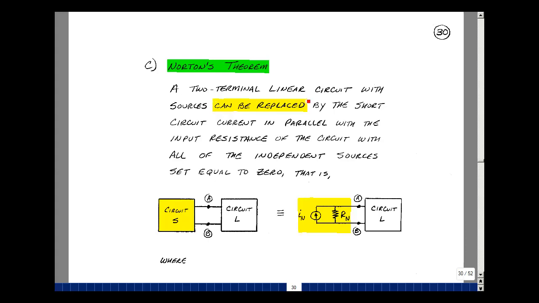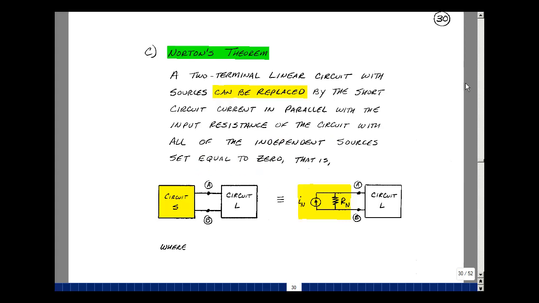A two-terminal linear circuit with sources can be replaced by the short circuit current in parallel with the input resistance of the circuit with all the independent sources set equal to 0. Let me show you what that means with a drawing.